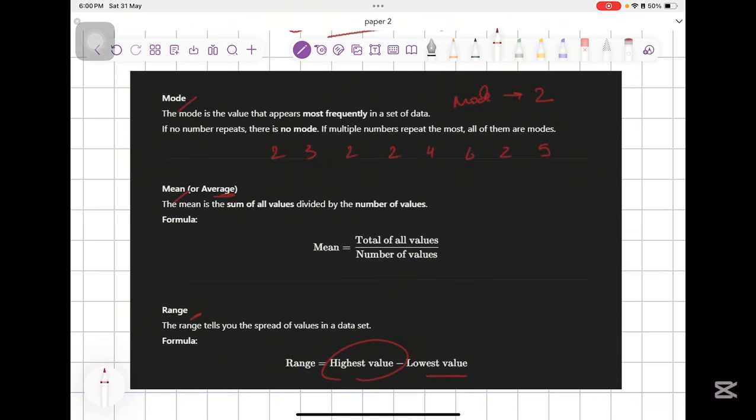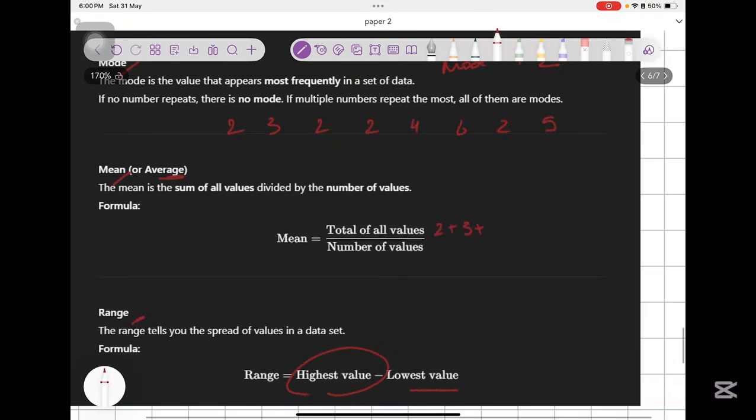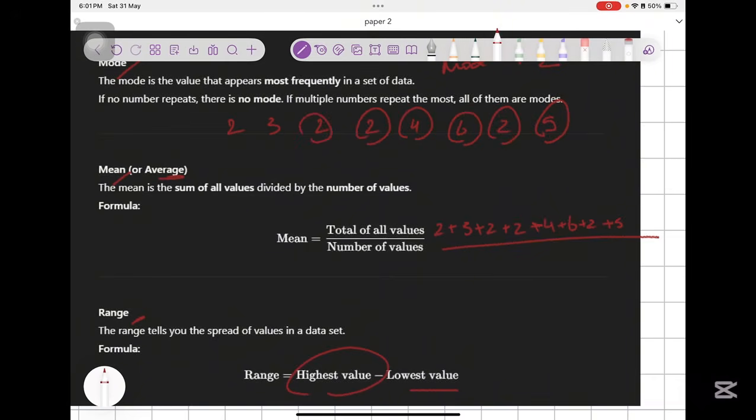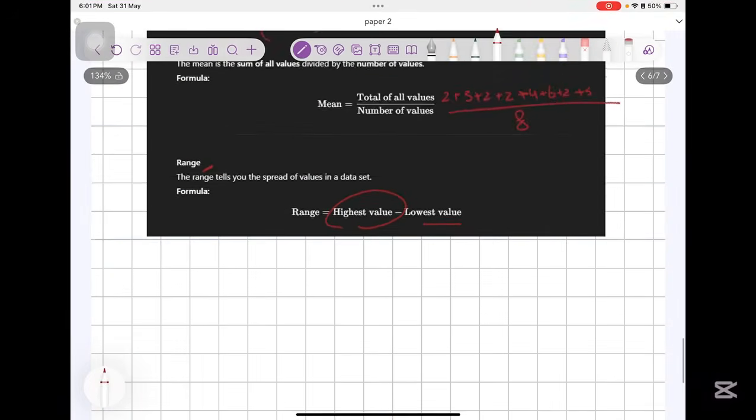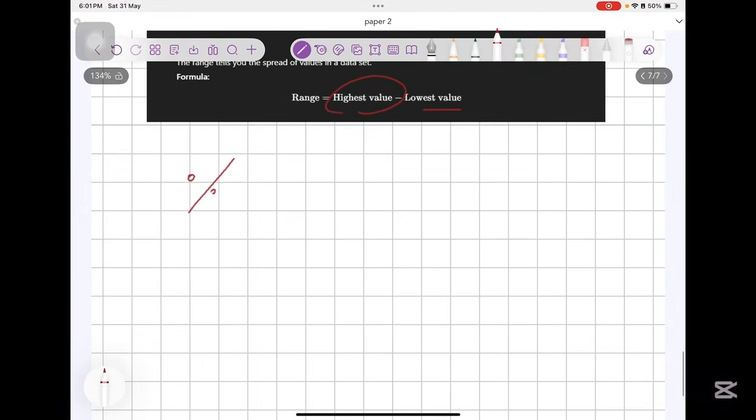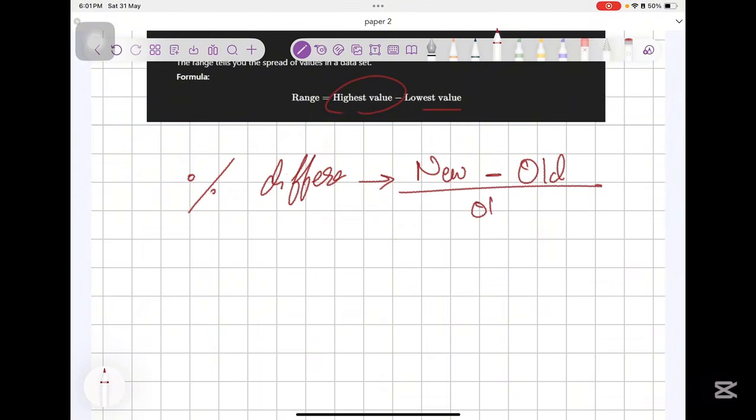Mean, or average, is the total of the values, like 2 plus 3 plus 2 plus 2 plus 4 plus 6 plus 2 plus 5, divided by the number of values. We have 1, 2, 3, 4, 5, 6, 7, 8, so divided by 8. You also have to know the percentage difference: new value minus old value, over old value, multiplied by 100.